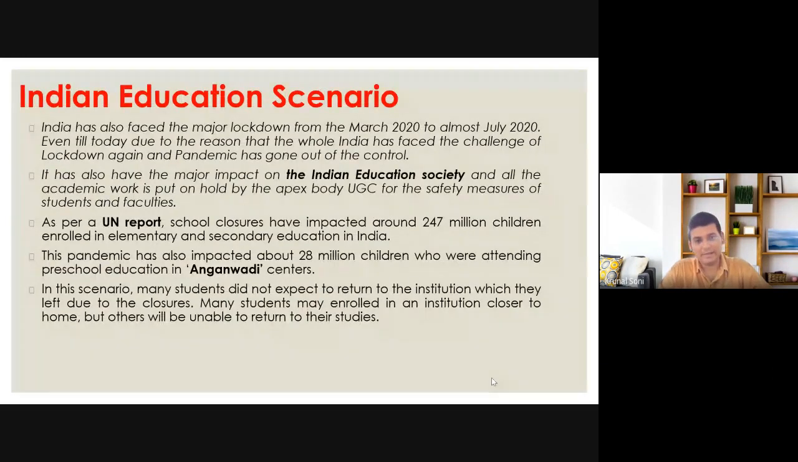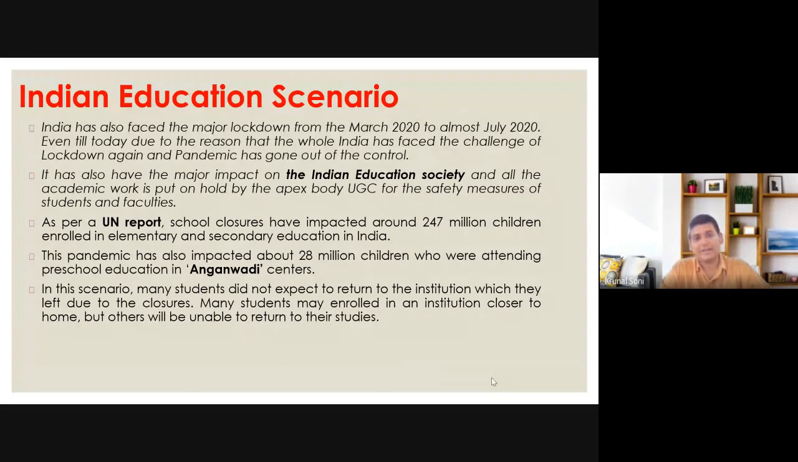So in the Indian scenario, yes, India is also one of the parts of this as far as the COVID-19 effect is concerned. And that's why the Indian education system and all the academic work was put on hold by the apex body, UGC, right? From 2020 to almost 2021, students and teachers have not seen their school premises or college premises, right? They have not conducted any training or any education through the physical mode, right?